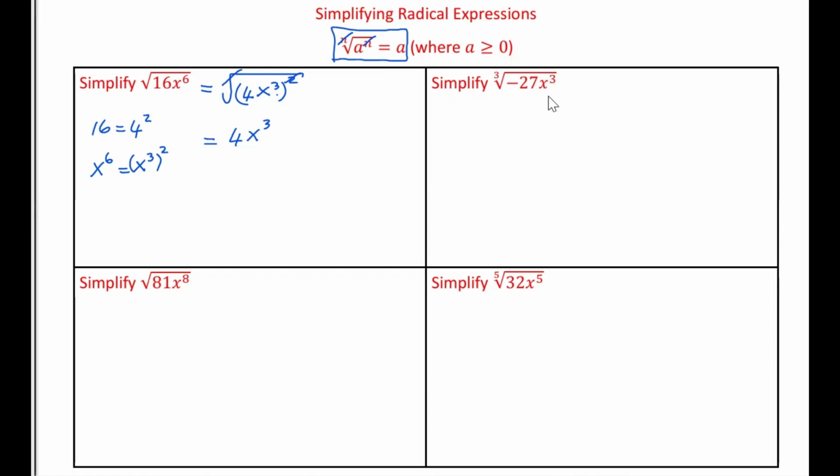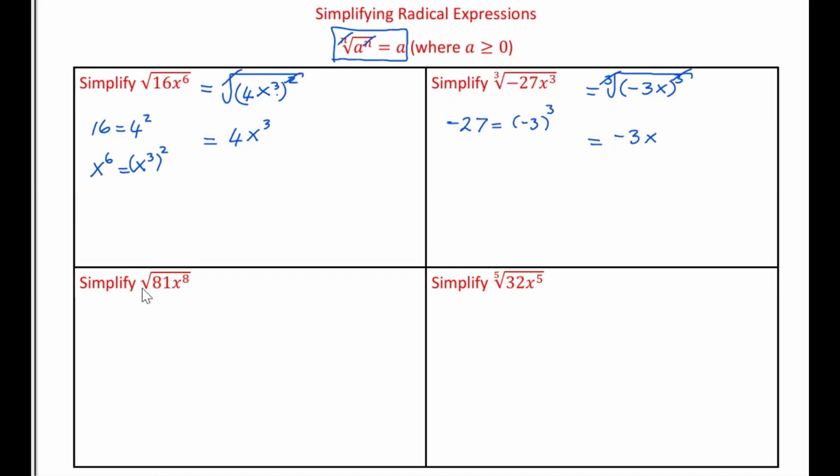In the second example, we can write negative 27 as negative 3 to the third power, and x cubed is x to the third. So we can rewrite this expression as negative 3x raised to the third power. Now, the cube root and cube cancel out, so the result will be negative 3x.